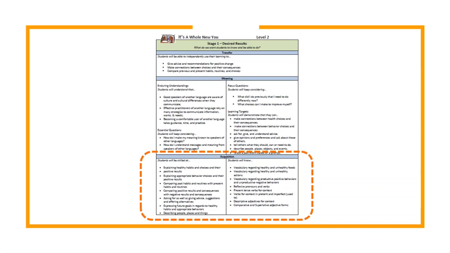And here's the "skilled at", so I've got to be skilled at explaining. And if you look at the verbs, now we're coming all the way back to functional language objectives. They've got to explain. They've got to compare. They've got to ask. They've got to offer alternatives. They've got to express future goals. So then we use informal future, ir plus a plus infinitive, or aller plus a plus infinitive, and they've got to describe.